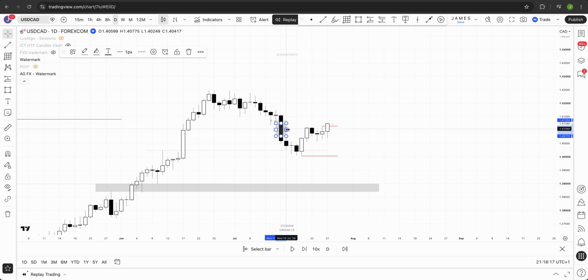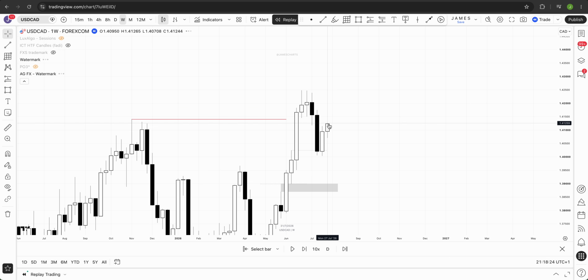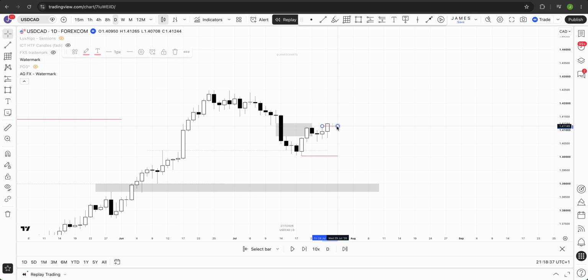So this is our level of interest. Price trades into it, and then referring back to the weekly time frame, we have a potential for a CRT, which you can see. So I'll mark that on. Go back to the daily time frame. So it would be at this level here.